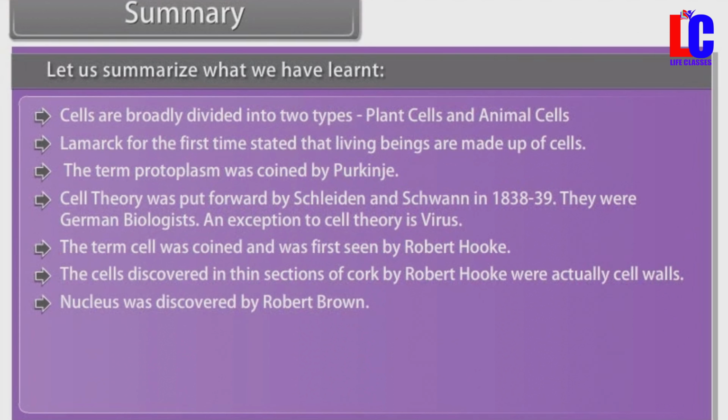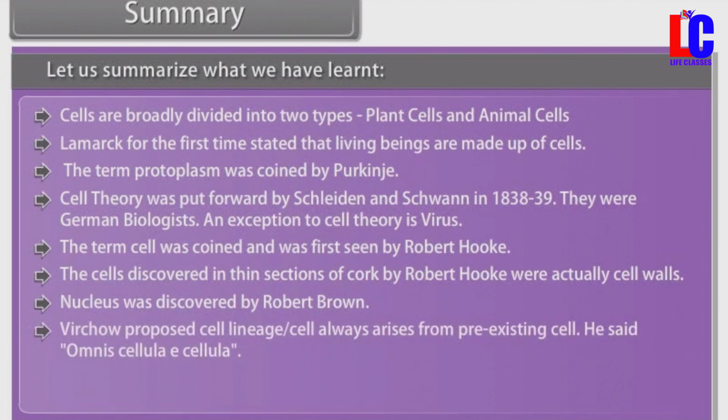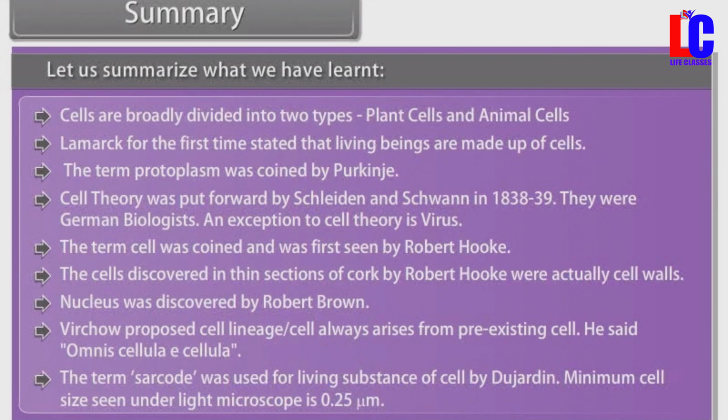Nucleus was discovered by Robert Brown. Virchow proposed cell lineage. Cell always arises from pre-existing cell. He said, "Omnis cellulae cellula." The term sarcode was used for living substance of cell by Jordan. Minimum cell size seen under light microscope is 0.25 micrometer.